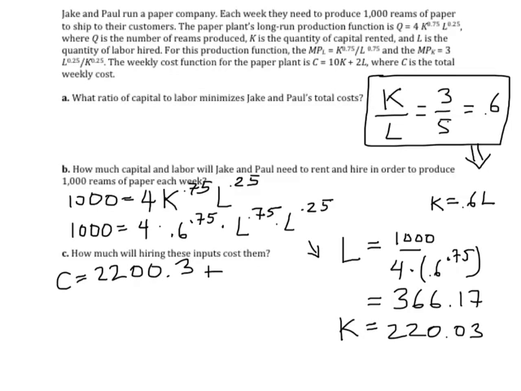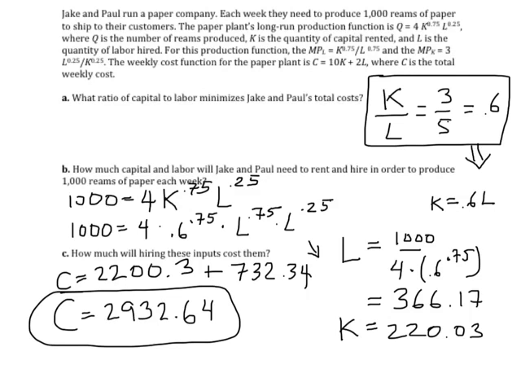Plus 2 times L. That's going to be a little harder to do in my head, but shouldn't be that hard. Let's see, that's 700, and then twice 16, 732.34. And if I add those two together, I get 2,932.64. So there we are. And I should have circled those for part B, and voila.